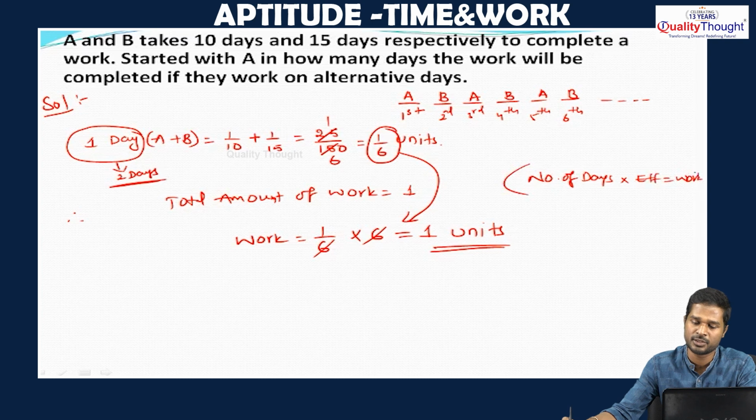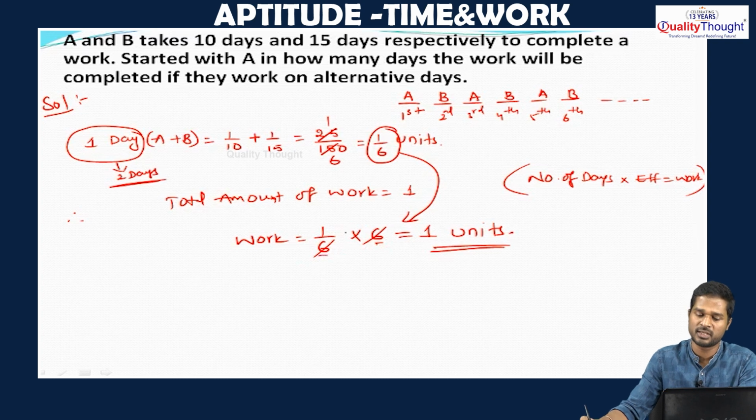The number of days into efficiency is nothing but the work. The number of days is 6 and the efficiency is 1 by 6, so 6 times 1 by 6 will give a total of 1 unit of work. Now, see here, 1 by 6 is the units of work on 1 day.